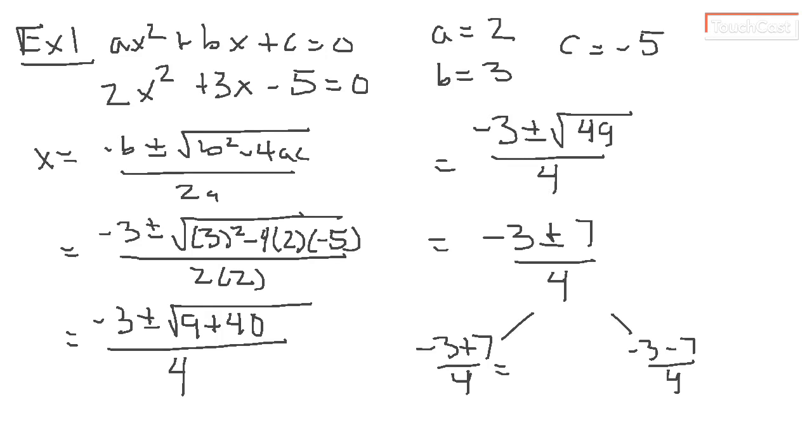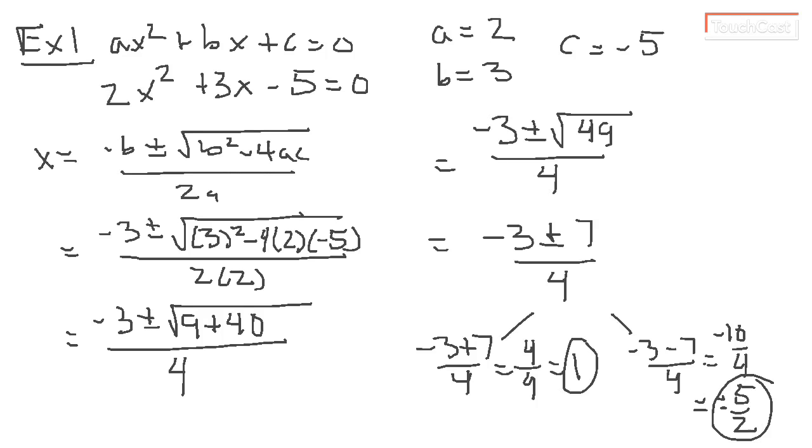So in this first case, negative 3 plus 7, that's 4 divided by 4, which is 1. So one of my answers is 1. Negative 3 minus 7 is negative 10 divided by 4. Can simplify. We can divide them both by 2 to negative 5 halves. So we've got two answers. We've got negative 5 halves and we've got 1. Let's check out another example.